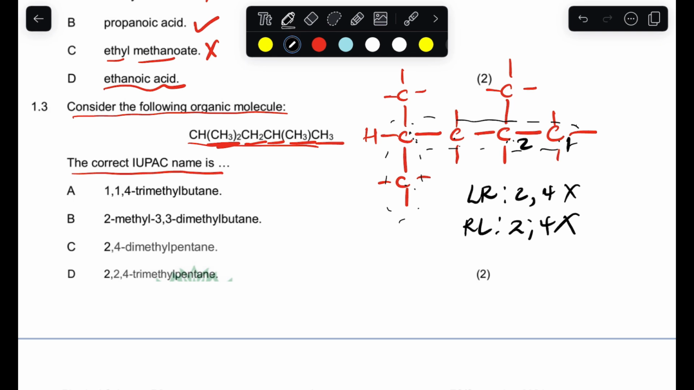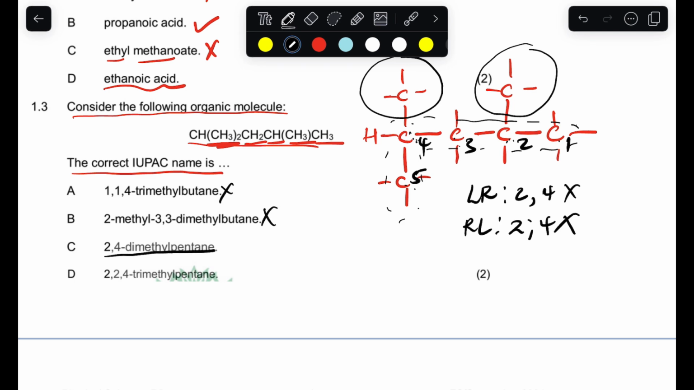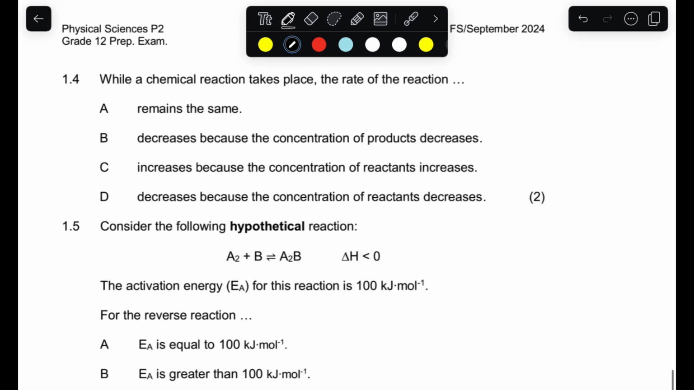So let's say this is carbon 1, 2, 3, 4, 5, right? We have a methyl in carbon 2, and a methyl in carbon 4, so it's 2,4, it's going to be 2,4-dimethylpentane. So the answer here is going to be this. It can be that, it's that. So the answer here is C, right?